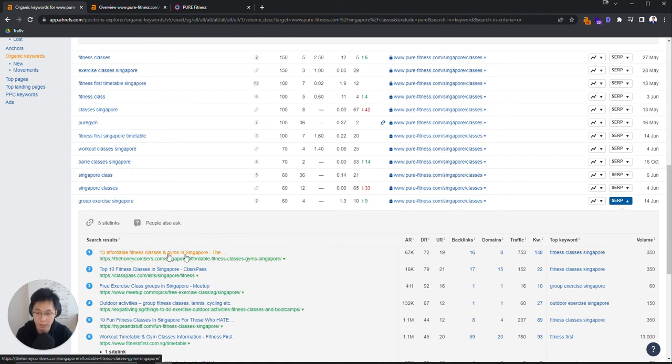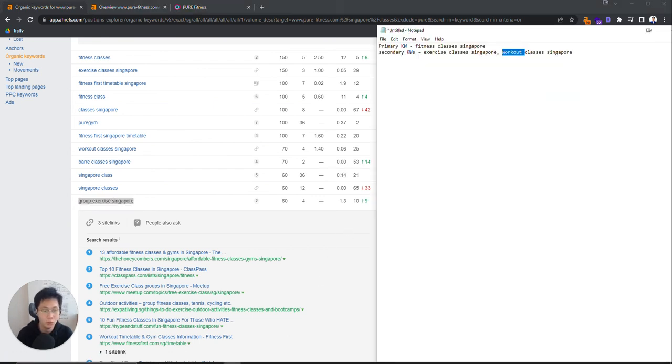Okay, you can see again, honeycombers, class pass, meetup, right? I can also include it under a secondary keyword. Now, the reason why I don't include a lot of secondary keywords, usually I stop at around 2 to 3, is because if you have too many secondary keywords, it's going to dilute the focus of that page. The reason why I want to map this specific page to this primary keyword is because I want Google to know everything that I'm talking about on that page.